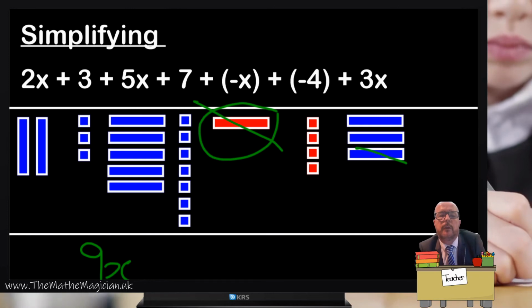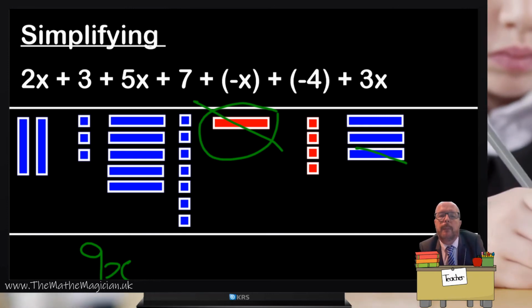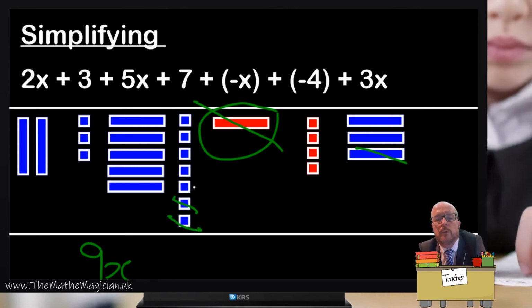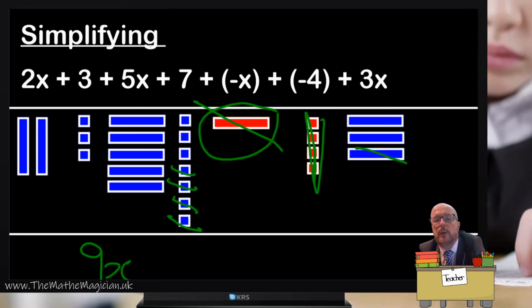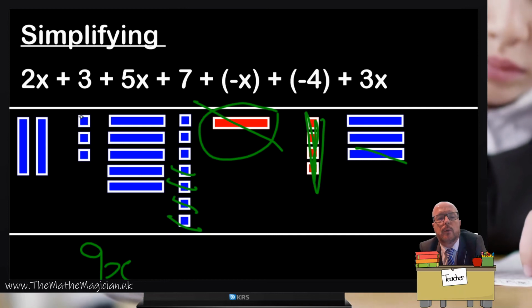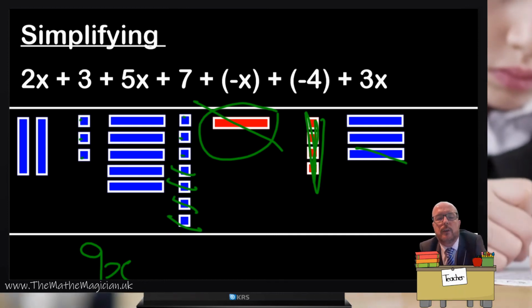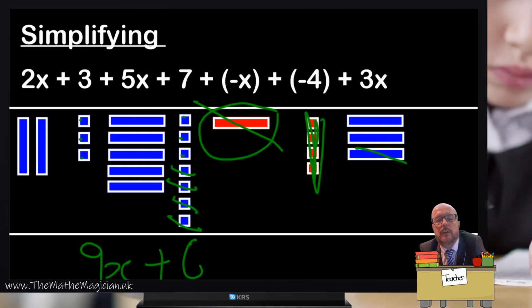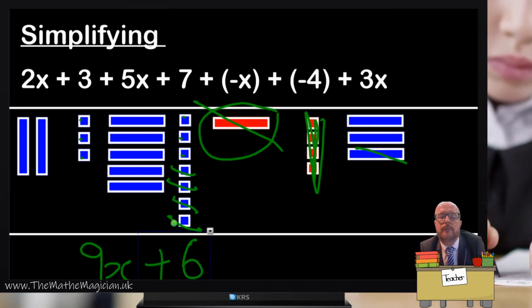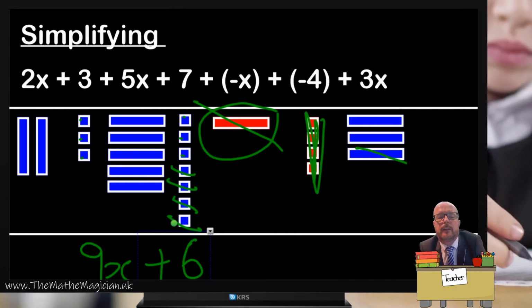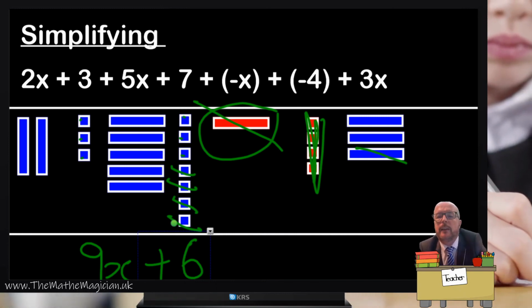Same with my reds and my blue ones. I've got 4 red ones, so I can cross out 4, and they're all gone. And I've got 1, 2, 3, 4, 5, 6 left over. 6, and they're ones, not x's. So all of that simplifies to 9x plus 6. Did you get that?